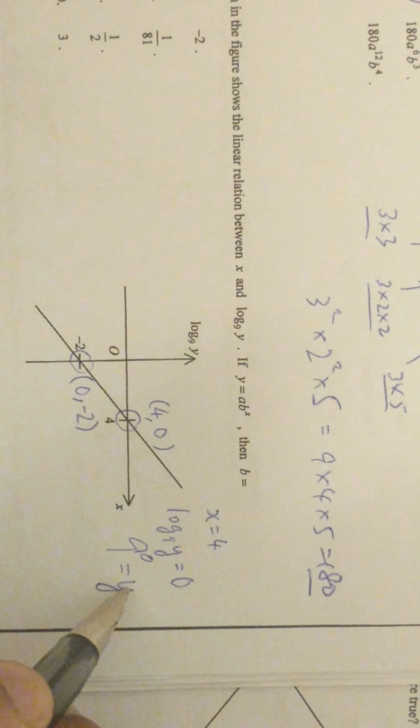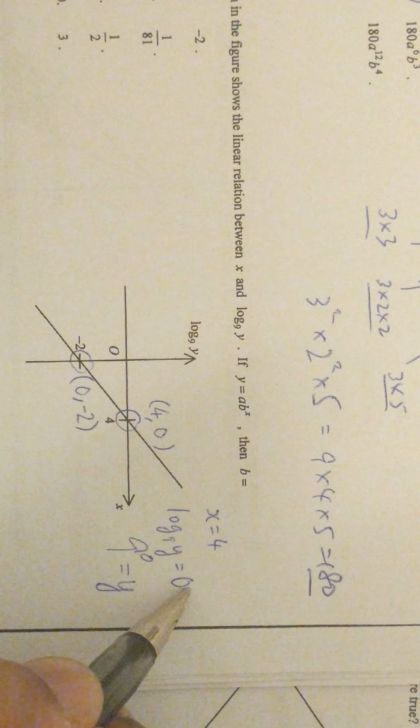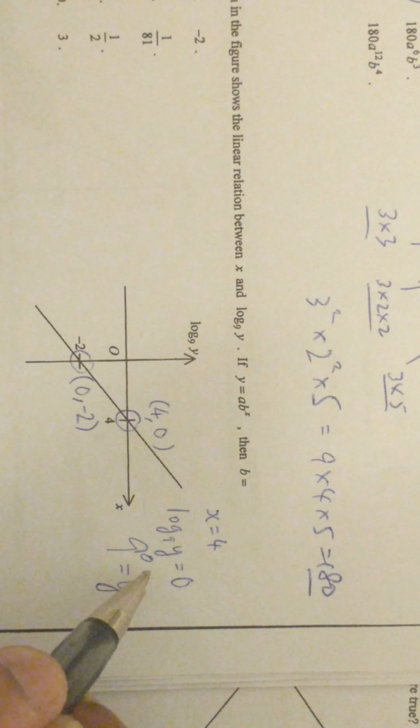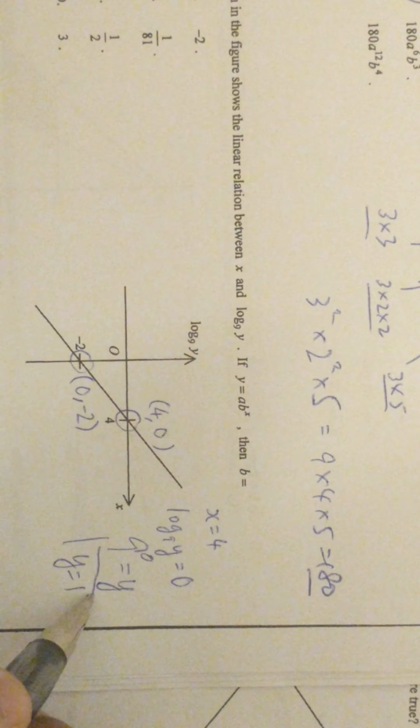So ABC is ACB, but the 9 becomes a big 9, the base, and the power on the other, the answer on the other side for the log becomes the power and equals to what we were logging, so Y. So anything to the power of 0 is 1. So that's my first set of data.